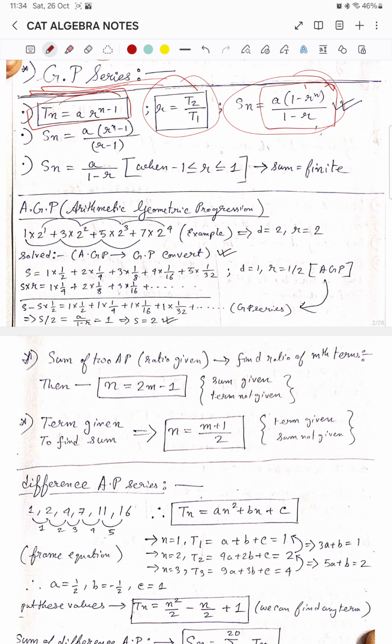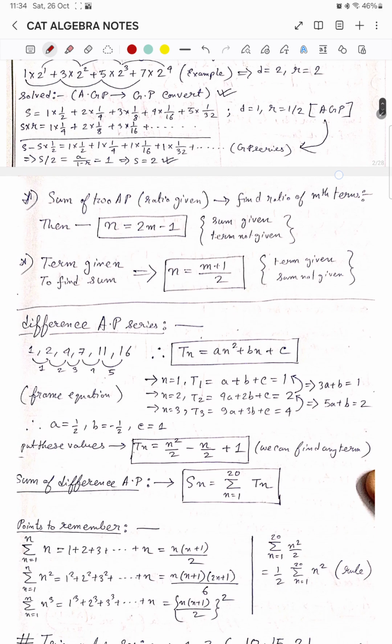And whenever the common ratio is between negative 1 and 1, the sum of infinite terms will become finite, almost finite, which will be Sn equals a by 1 minus r.